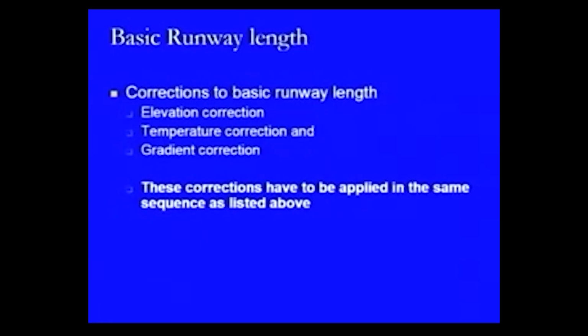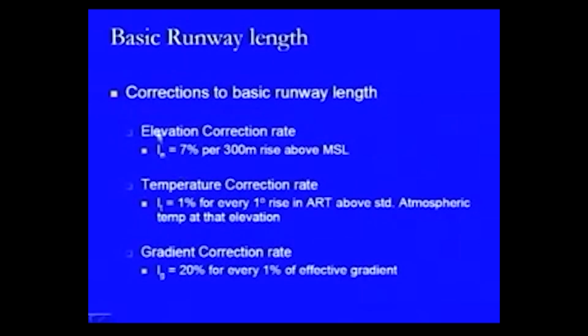So, what we see is that there are three types of corrections to be provided on the basic runway length related to mean sea level: the correction for elevation, correction for temperature, and correction for gradient. These corrections have to be applied in the same sequence as listed here. So, first of all elevation, then temperature, then gradient. We will look at how we do it.